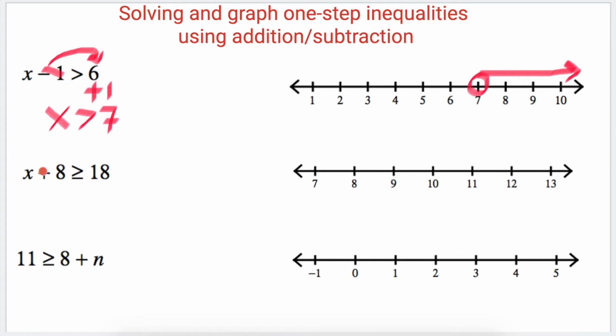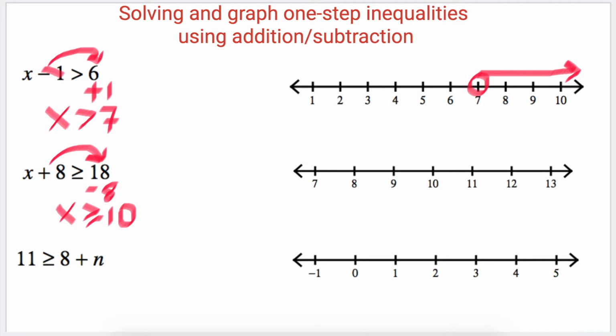The second math problem is x plus 8 is greater than 18. So I need to move that 8 over to the right side so that I have x alone on the left side. When you move the 8 from the left side to the right side, that means you need to subtract it on the right side. So when you subtract 8 from the left side, the only thing that you remain with is x. The inequality stays the same, and 18 minus 8 is 10.